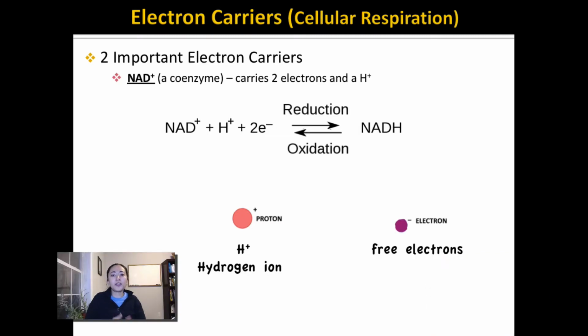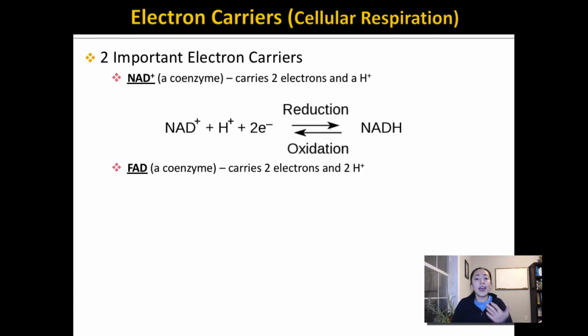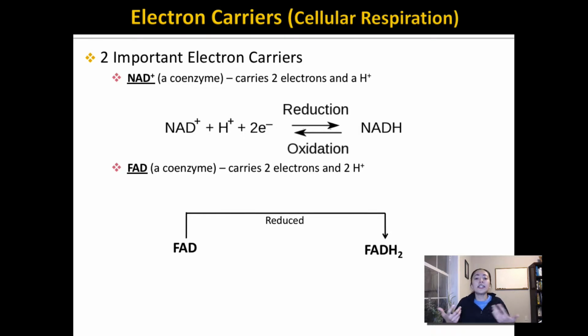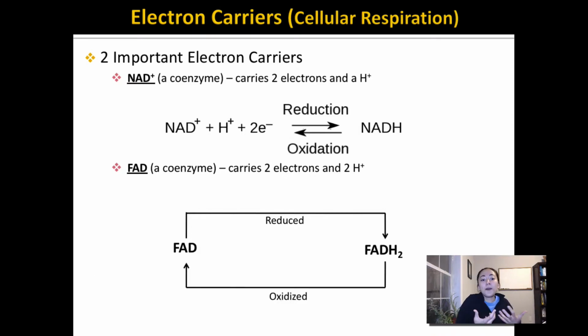Now let's get back to the electron carriers. The second electron carrier is called FAD. FAD can pick up 2 electrons and 2 hydrogen ions, and then it becomes FADH2. FADH2 will also eventually transport all of its electrons and hydrogen atoms to the electron transport chain. When it gives up its electrons and hydrogen ions, it becomes FAD again.